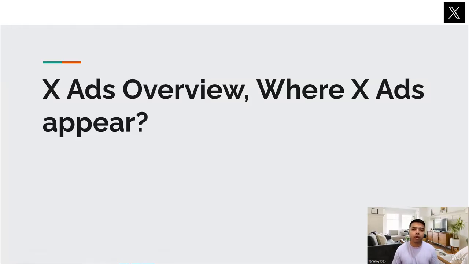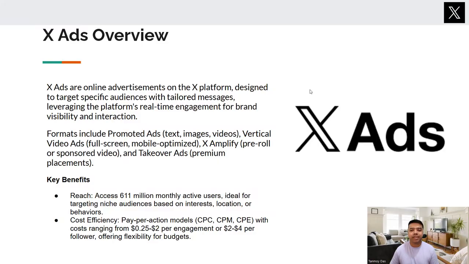So in this session, we'll talk about X ads overview, understanding the ecosystem of what are X ads or Twitter ads, and where do they appear. So let's have a look at this. X ads is basically an advertising platform created by Twitter, which allows advertisers to advertise their business, create digital ads, which they can show on x.com or twitter.com.